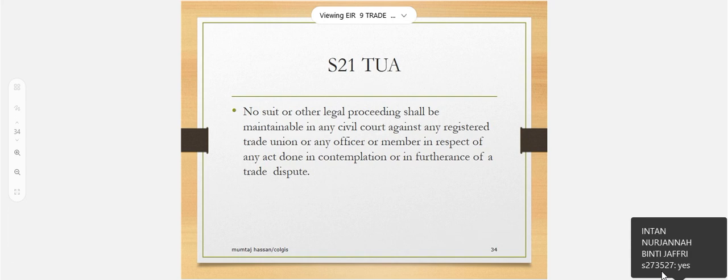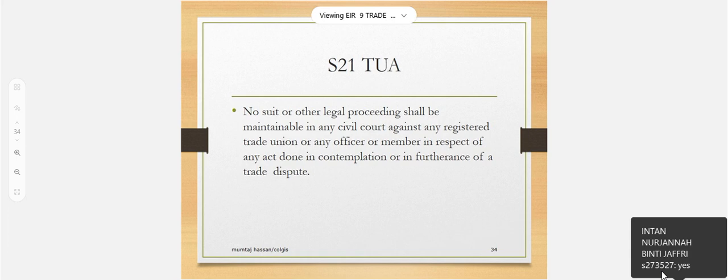but the restriction is that it must be an act in contemplation or in furtherance of a trade dispute. Here the condition is that you cannot simply take action against a registered trade union, and also the officer, unless you have some reason. Officer means the president, the executive members, or any other members of a trade union. If they are acting according to the law in protecting the trade union, in case of a trade dispute, you cannot take action. But if it is otherwise, you can take action against the trade union.